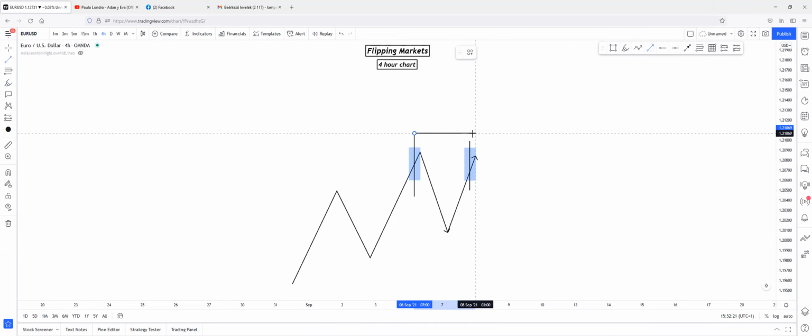So if price breaks through this with a wick, it won't be a breakout structure. We only count breakout structure if the candle closes above with the body. So it has to close above this last wick with a body. This is what we call a wick to body closure. If price just closes above with a wick, it won't be a breakout structure. It could be a liquidity sweep.